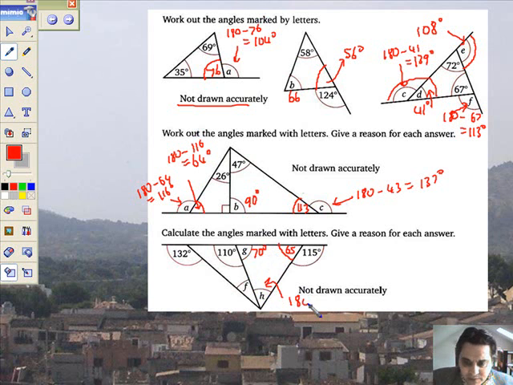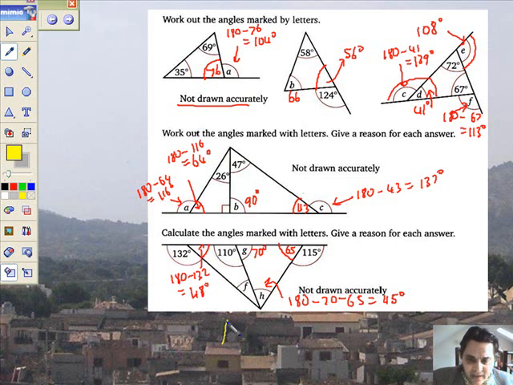I'll write that for you, I've got the space. 180 take away 70 take away 65. Let's just do that quickly. Boom, 45 degrees. So that's 45 in there. Right, what about you? Well, I can't get you yet, but I know I can get you. You are 180 take away the 132, aren't you? Yes, you are, which makes you 48 degrees.